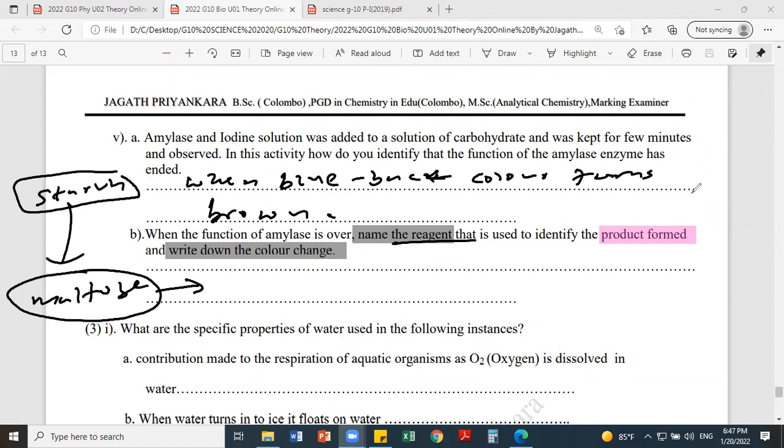Yes. Finally you get brick red, but there is no need to write all the colors, I mean the series of color changes. You can write the initial color and the final color, even that is enough. So first write, name the reagent. The answer will be Benedict solution. Name the reagent, Benedict solution.